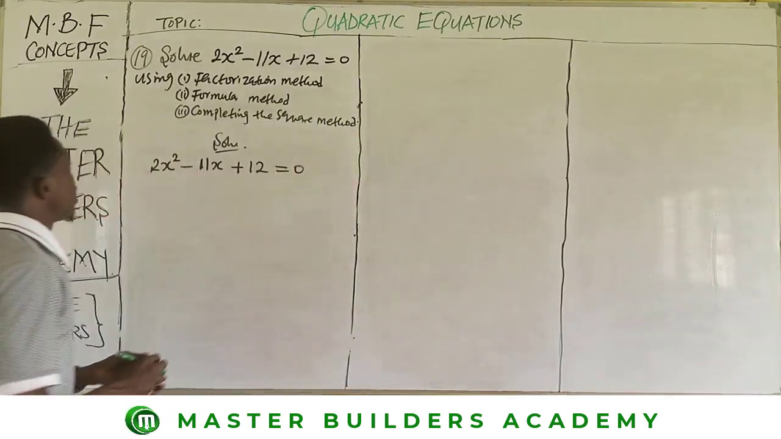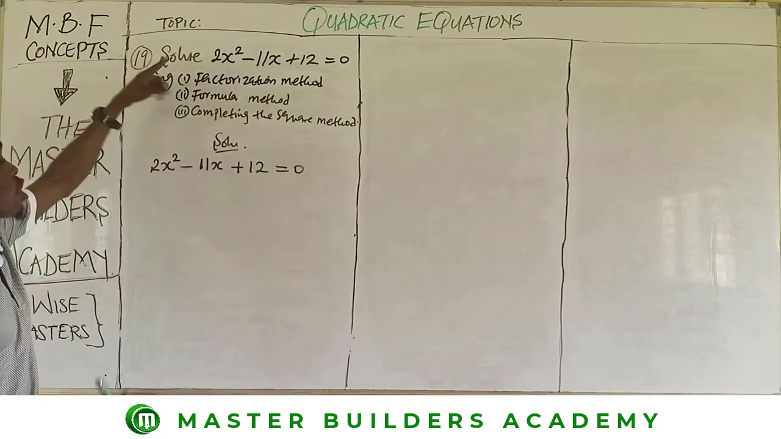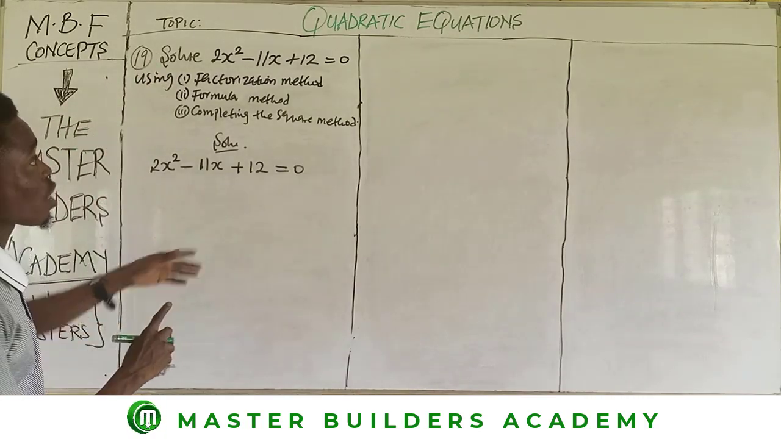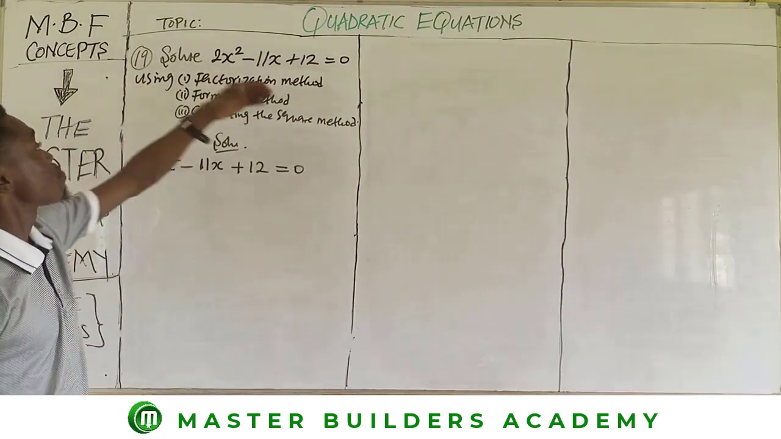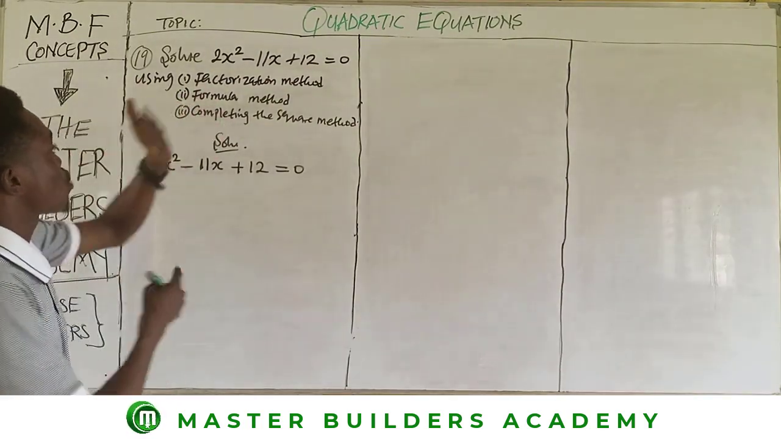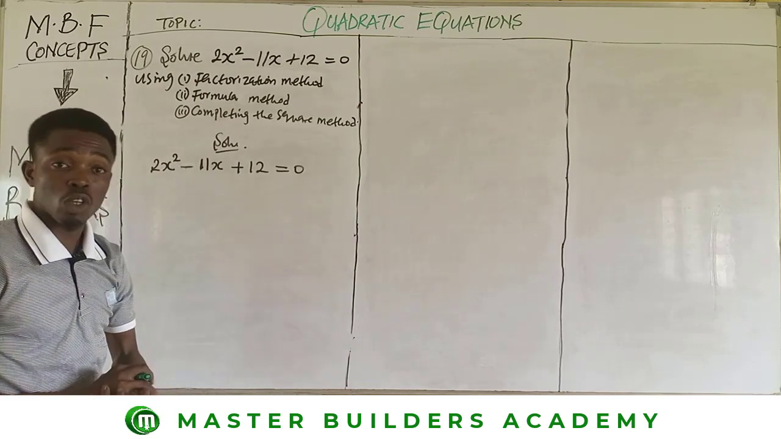Now on the board we have question number 19. We stopped at question number 18. Don't forget that this is a continuation class. We are looking at quadratic equation. On the board we are asked to solve 2x squared minus 11x plus 12 is equal to 0.